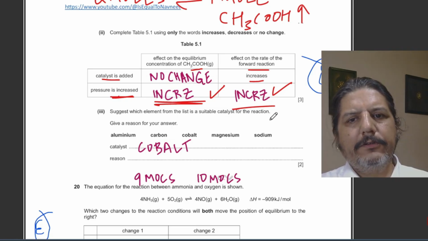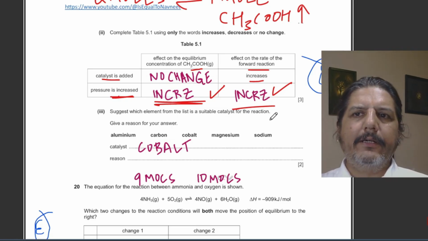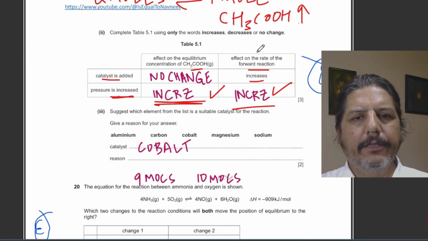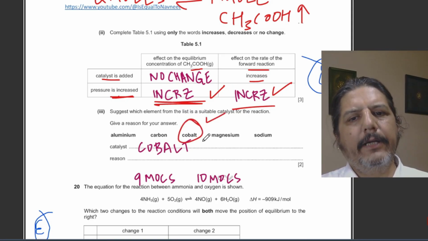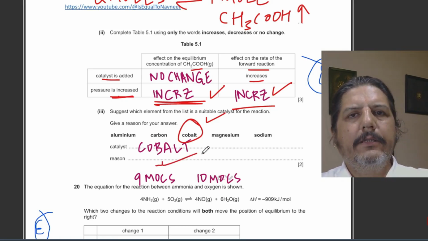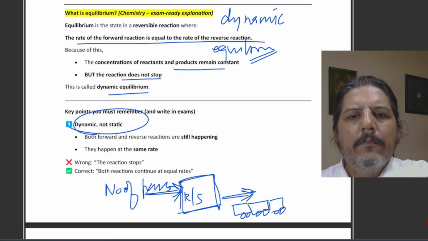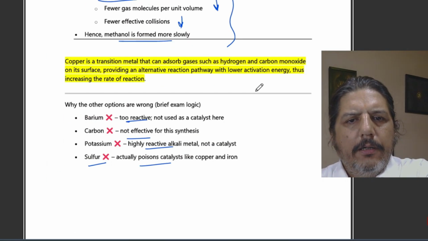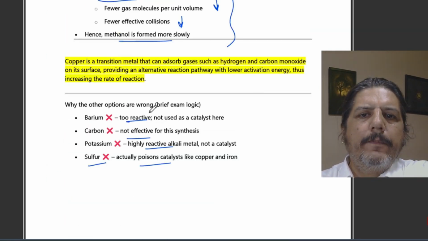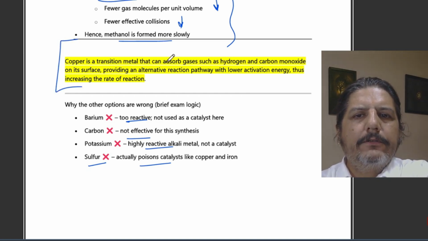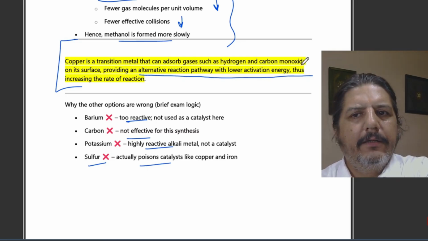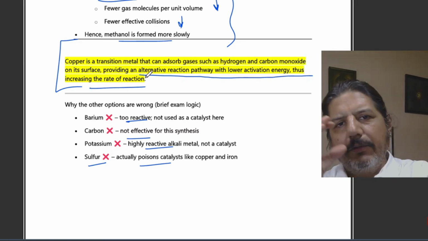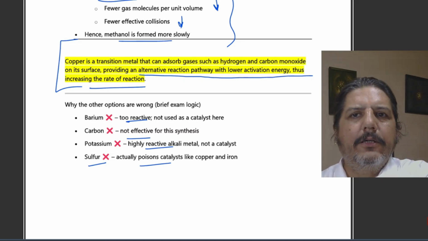Which element from the list is a suitable catalyst for the reaction? Remember that transition elements are the best catalysts. So here we have the right answer, because transition elements make the best catalysts. And also write something like this: they absorb gases, providing an alternative reaction pathway with lower activation energy, thus increasing the rate of reaction. And write something about the role of the catalyst also.